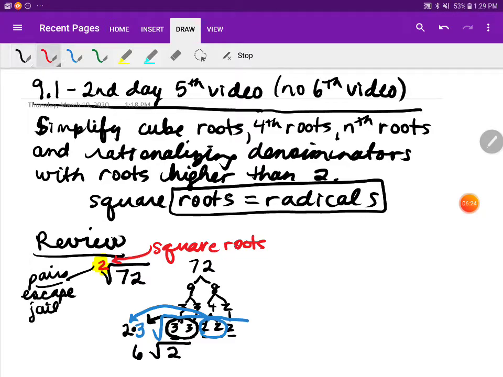Technically, you still have the 2 in the corner, but usually people leave it off. You just want to make sure there's no other number that looks like it's in the corner if it wasn't a 2. Okay, so that's square roots.